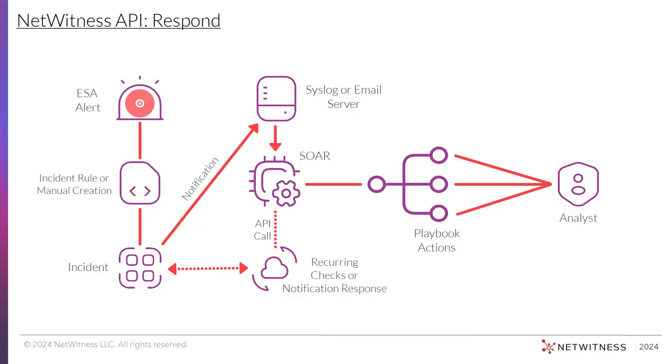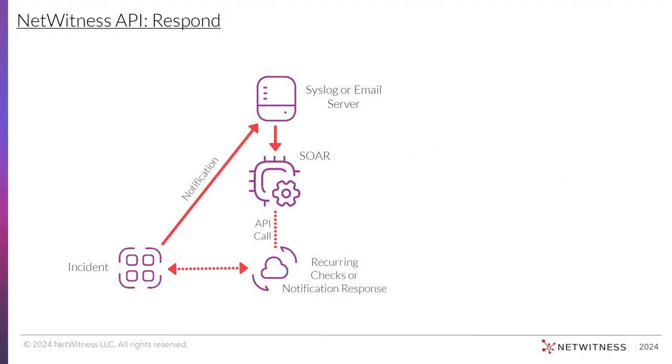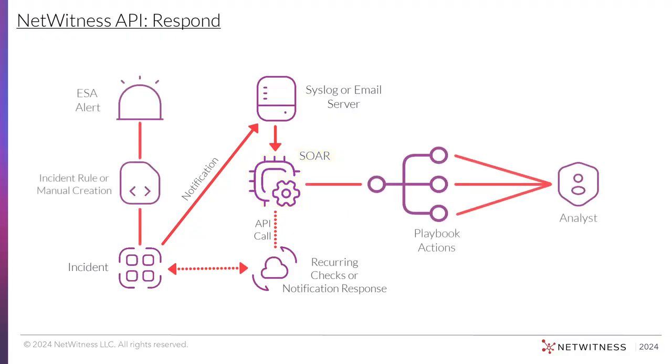An ESA alert fires, which triggers the creation of an incident. An automation platform like XSOAR or NetWitness Orchestrator identifies the creation of the incident. This could be NetWitness pushing an alert via email or syslog, or the automation platform reaching out to check periodically. The incident kicks off a playbook, potentially with actions specific to the use case.